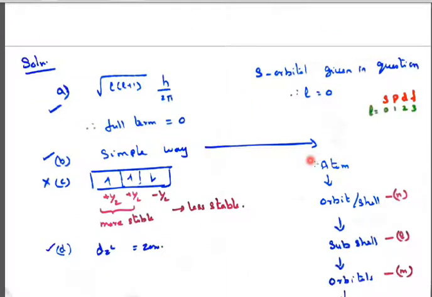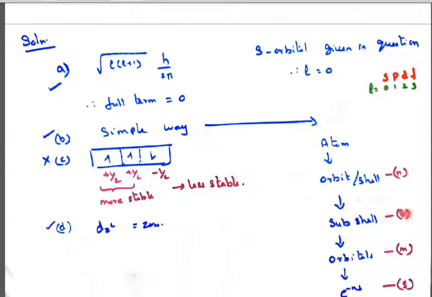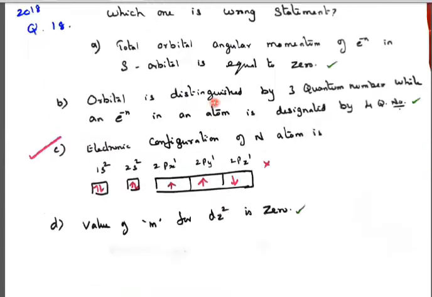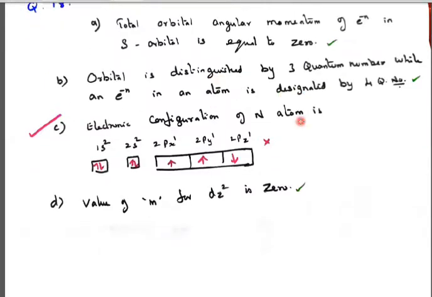Then the second option, let us see it in a simple way. An atom has orbits, which are called shells; that is the principal quantum number. Each orbit has subshells; that is the angular quantum number. Each subshell contains orbitals; that is the magnetic quantum number. The electron spins in the upward direction and downward direction; it has a spin quantum number. So that too is not the wrong answer.